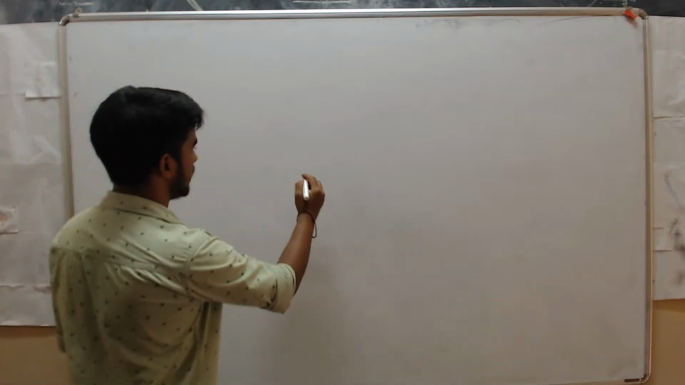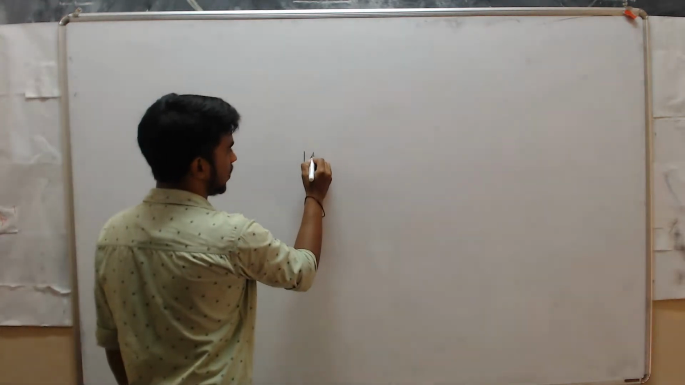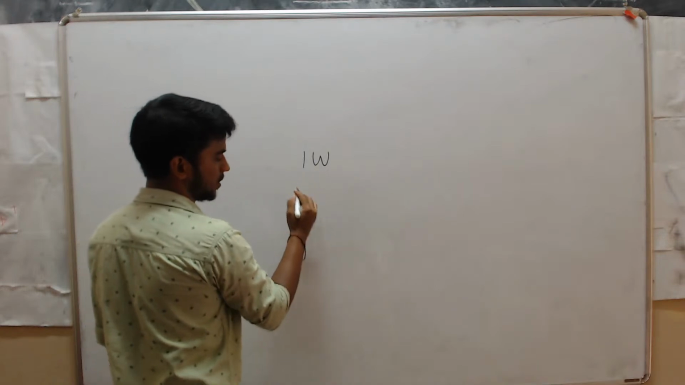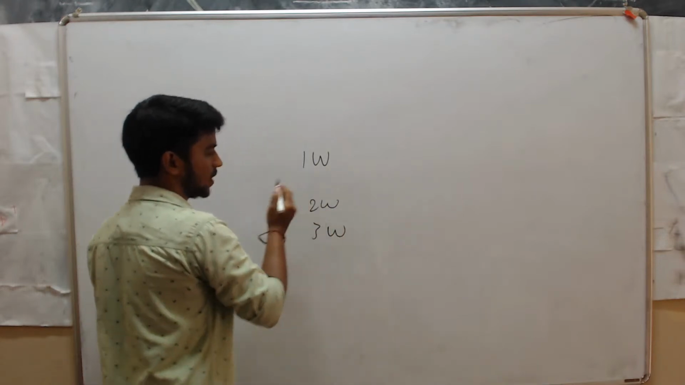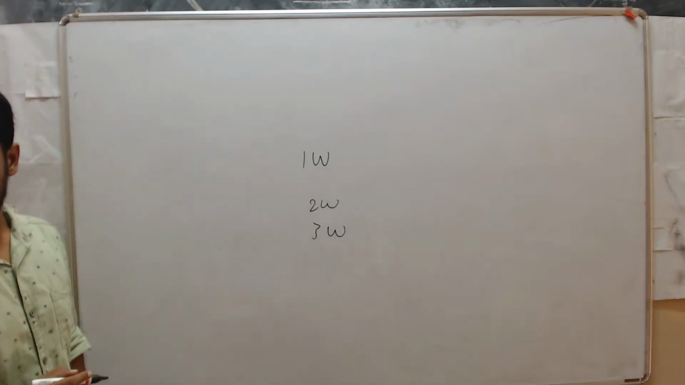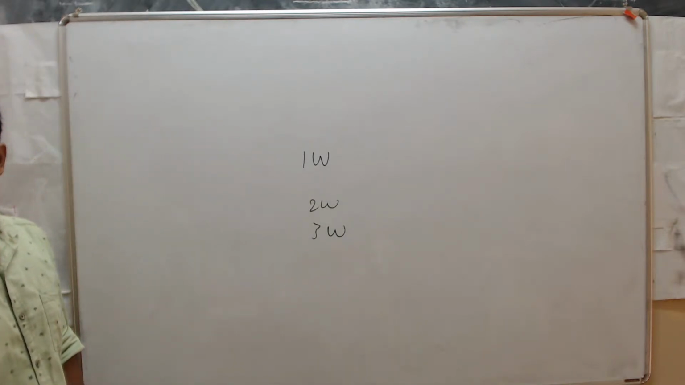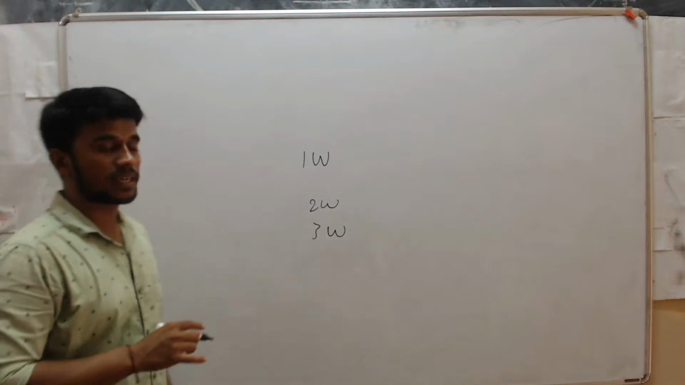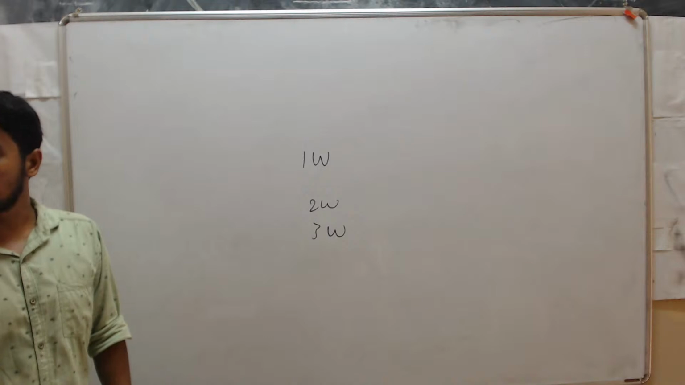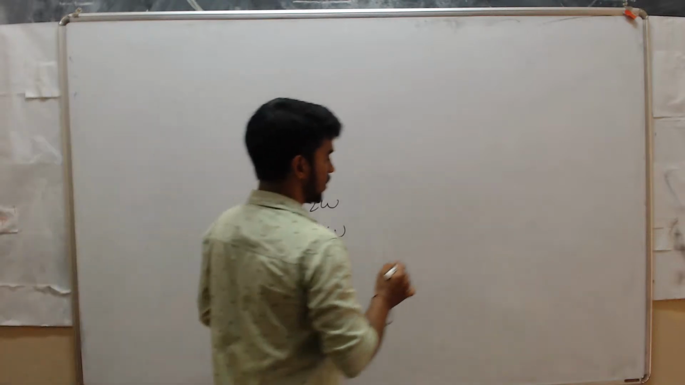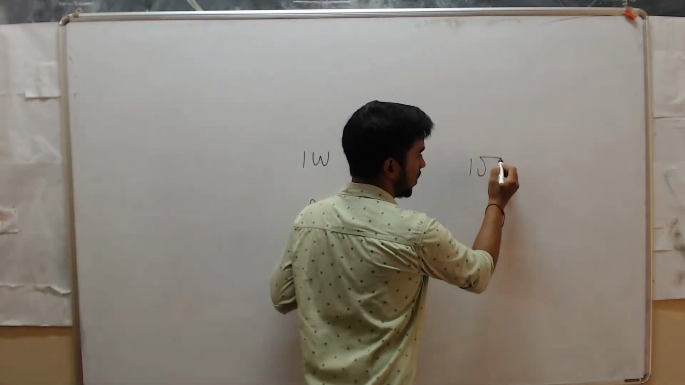Now what is the meaning of 1 watt? For example, we measure power as 1 watt, 2 watt, 3 watt, like that. Then what is the meaning of 1 watt? If the work done by an object is equal to 1 joule, and it does that 1 joule of work in 1 second.